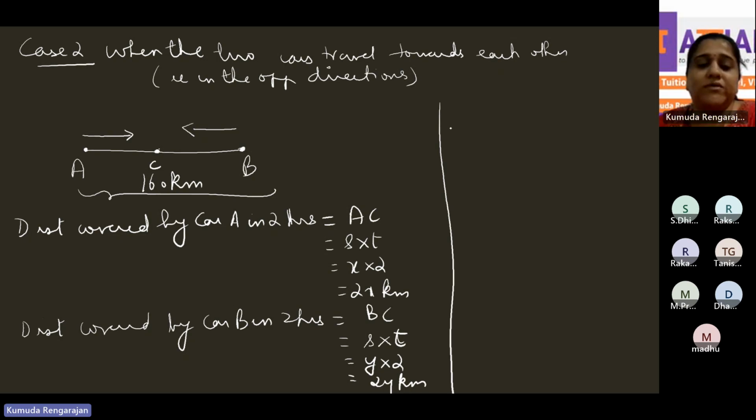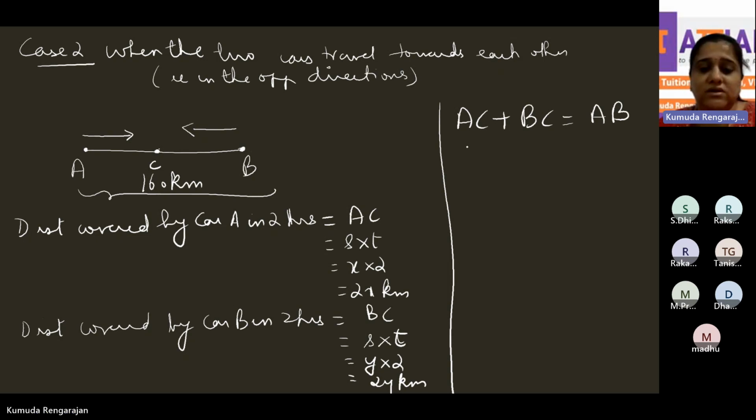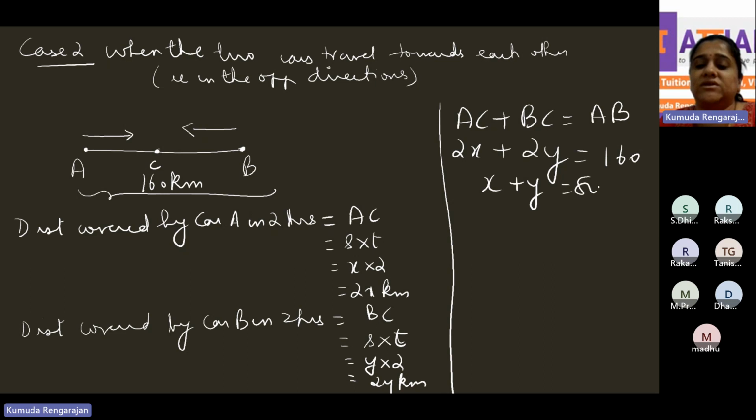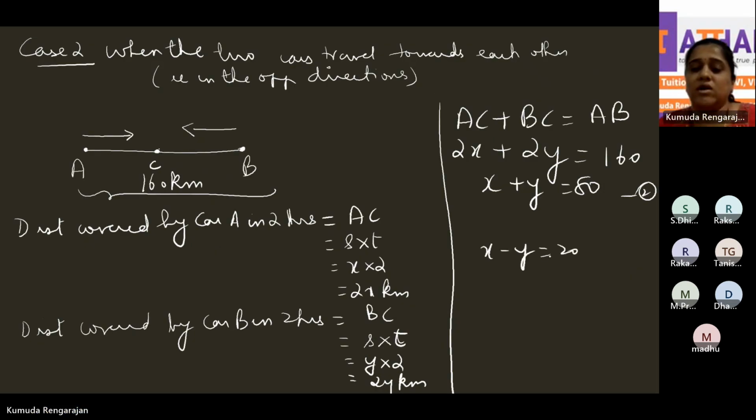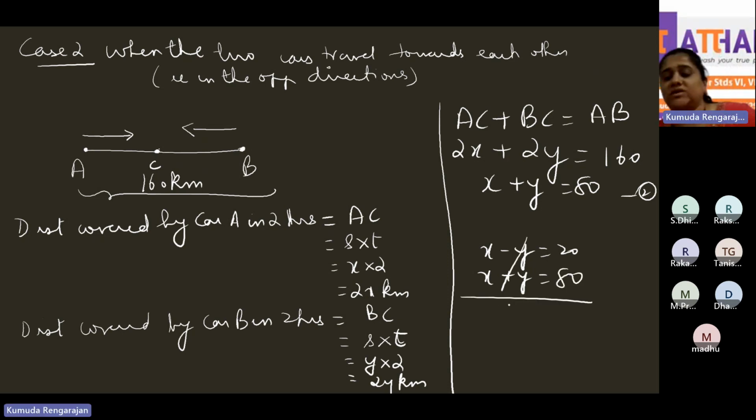Now the equation. What do we know from the line segments? AC plus BC is equal to AB. How much is AC? 2x. BC, 2y. AB, 160. Dividing by 2, x plus y is equal to 80. So these are the two equations. You need to solve and find the values of x and y. x minus y is equal to 20. So on solving, what do you get? 2x is equal to 100. x is equal to 50. And on substituting x is 50, you get y is equal to 30.